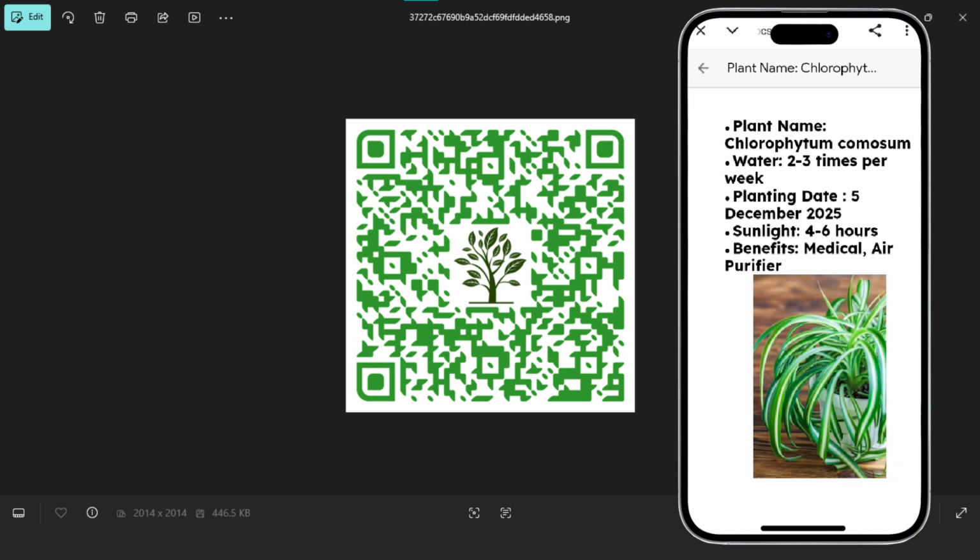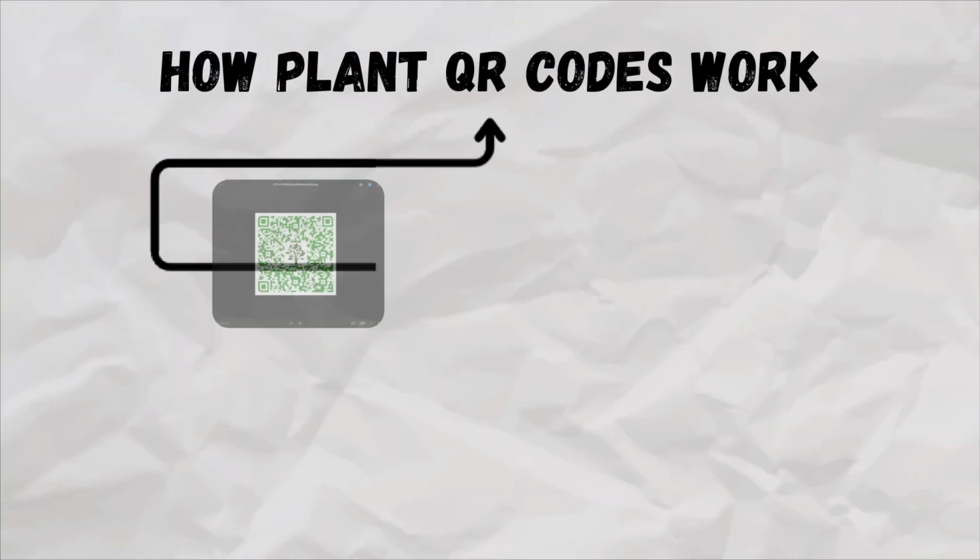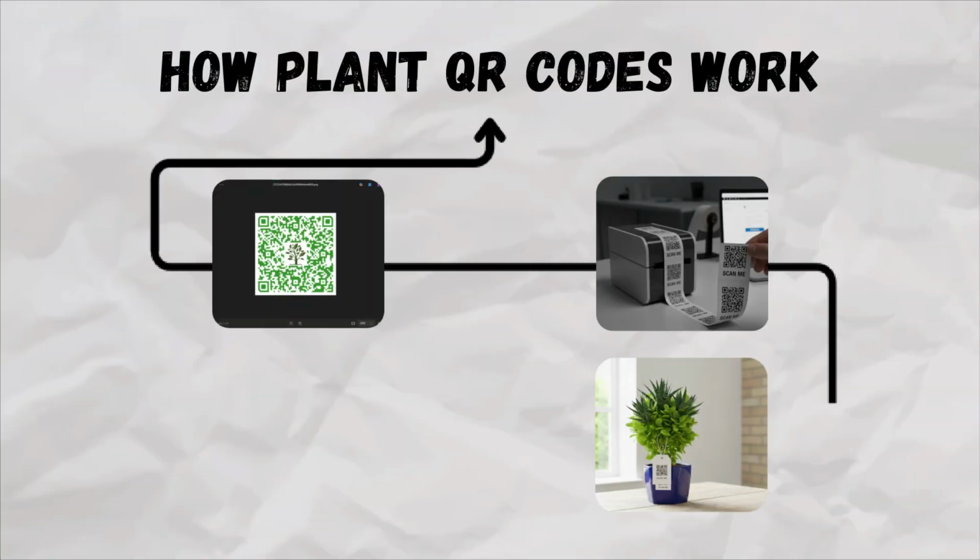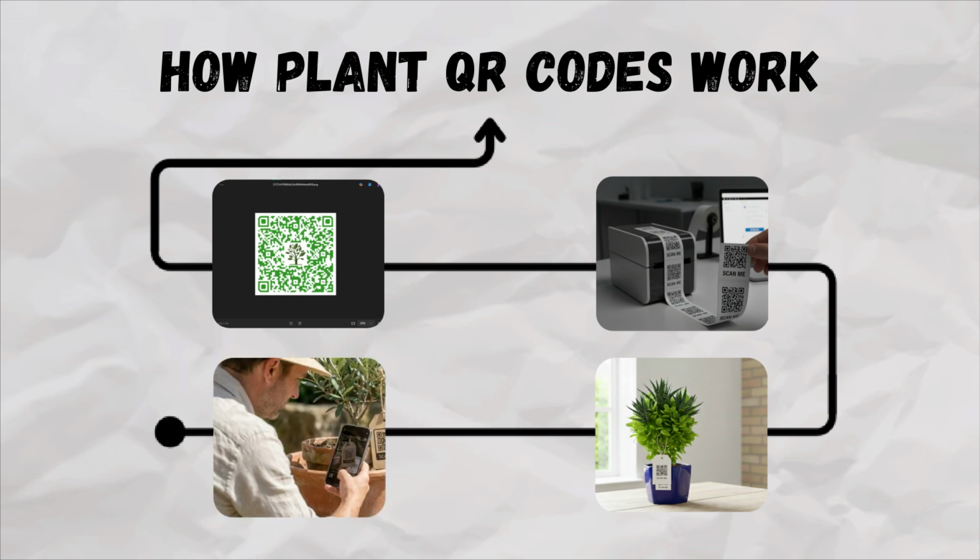So this is how you can create a QR code for any plant. Once you have generated them, you can print them and tag each plant. Anyone who scans the QR can access the plant details.